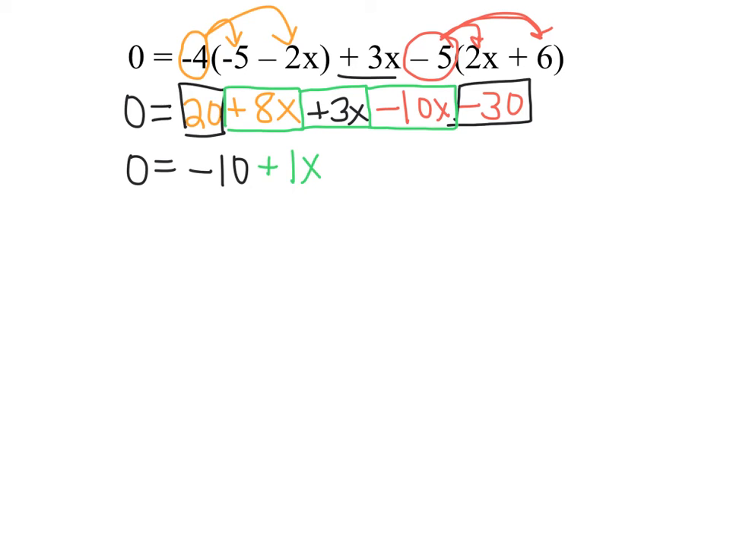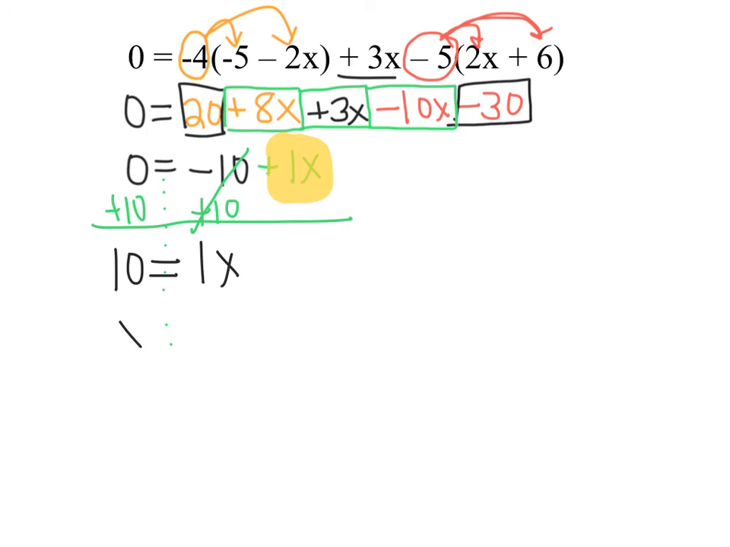And now I isolate this variable. That is right here. So I have a 1x. So I need to get rid of the -10 by adding 10. If I add it to the right side of my equal sign, I have to add it to the left side of my equal sign to keep my equation balanced. And 10 is equal to 1x. That means that x equals 10.